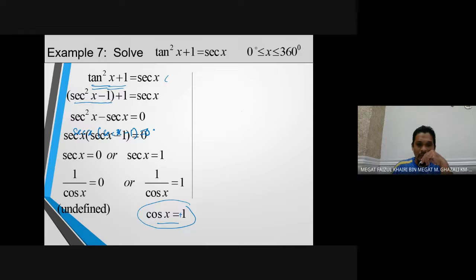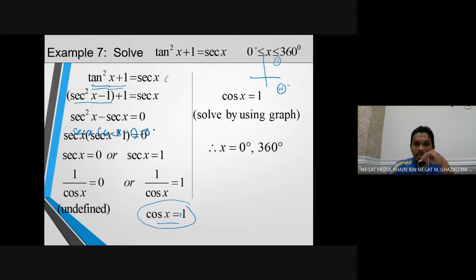Okay, cos x equal to positive 1. So in which quadrant does cos give us a positive value? Cos positive in the first and fourth. In the first quadrant and the fourth quadrant, cos is positive. So then solve cos x equal to 1 by using the graph. Okay, because it's stated here using the graph.